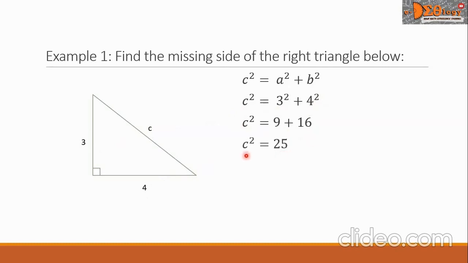We want the value of c, so we're going to take the square root of both sides. So this is now square root of c square equals the square root of 25. We can now cancel the radical and the square. Only c comes down. And the square root of 25 is 5. So this 5 value is the required side. This is our final answer.